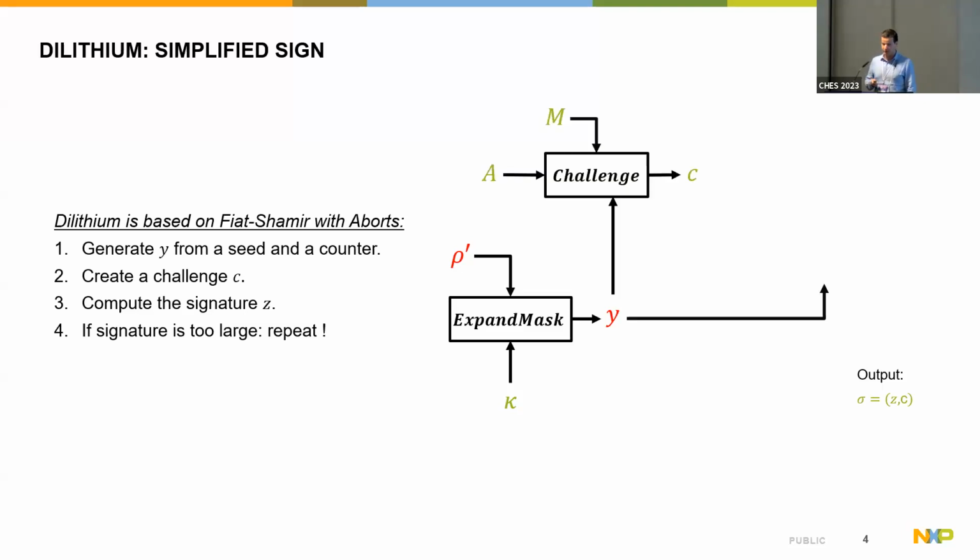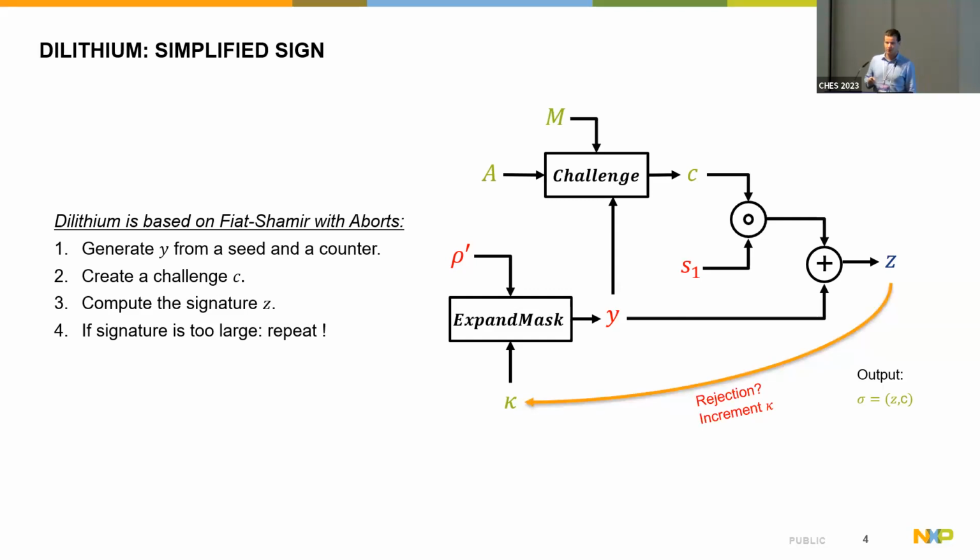Then from that Y, you can generate the challenge C, and that takes into account the message and the public matrix. Then you generate a signature by multiplying the challenge with the secret key S1, and then you add Y and you get the signature. As outlined in the previous talk, maybe that signature is a bit too large and will reveal secret information on S1. So if the signature is too large, you just repeat the process.